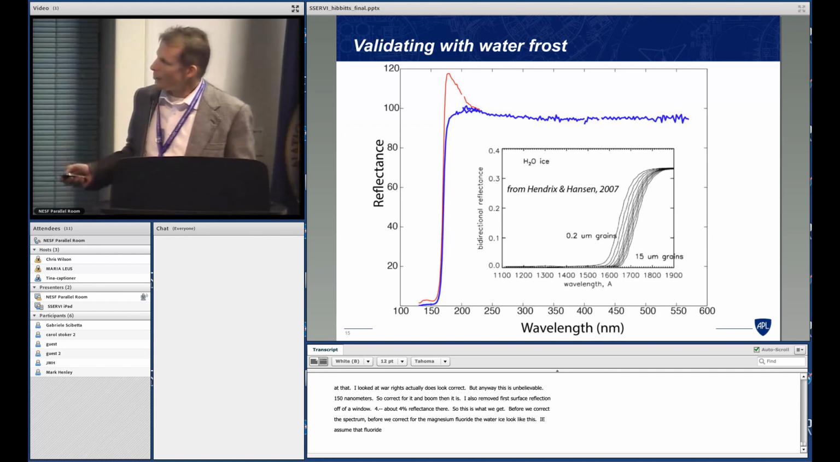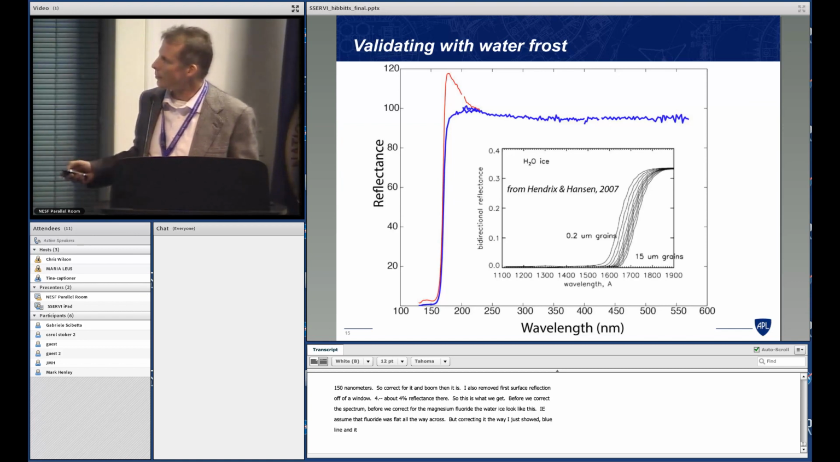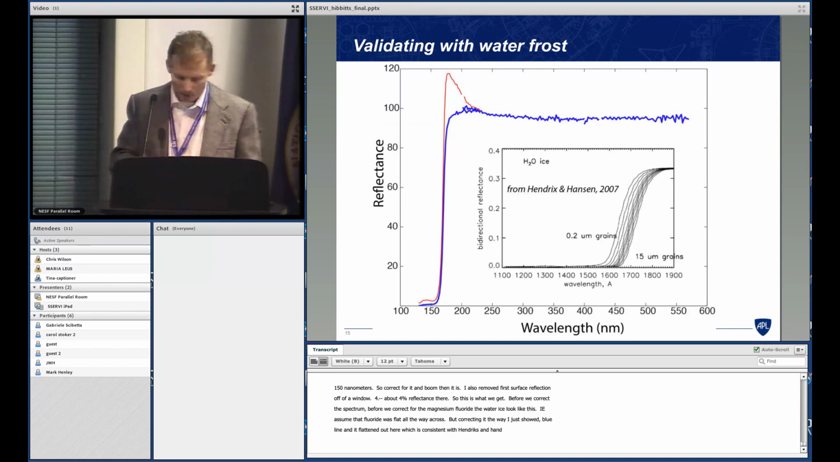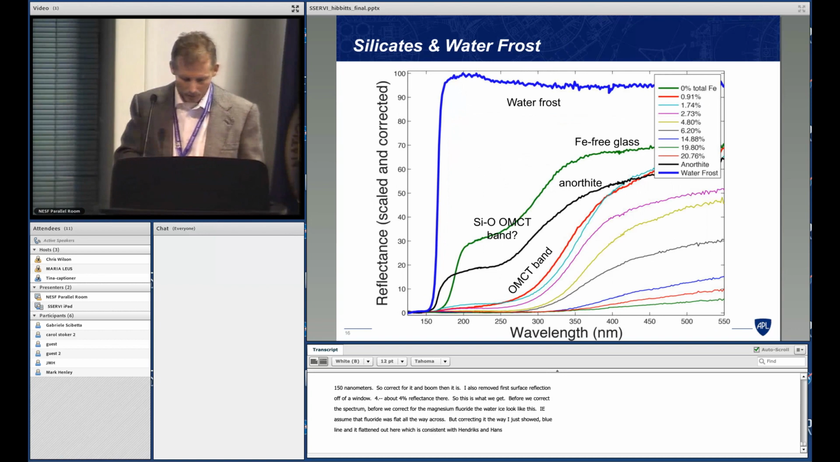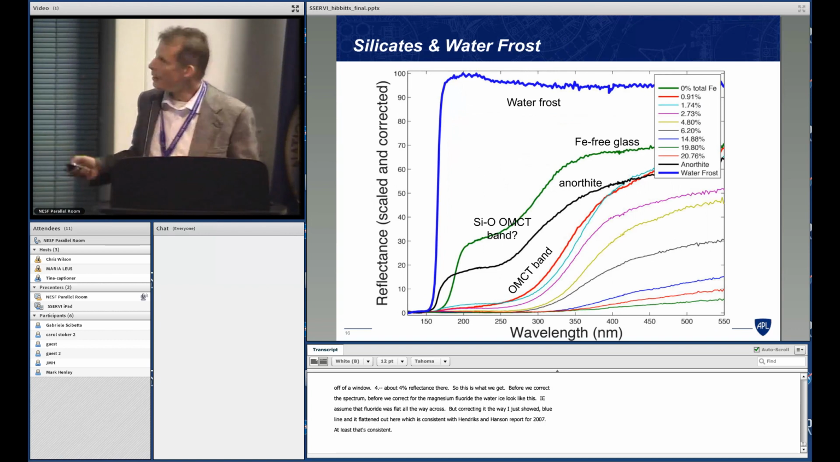But correcting it the way I just showed, the water ice ends up looking like the blue line, and it flattens out down here, which is consistent with what Hendrix and Hansen reported in 2007 for fine-grained water frost. So at least that is consistent. Okay, great. Apply that further on.